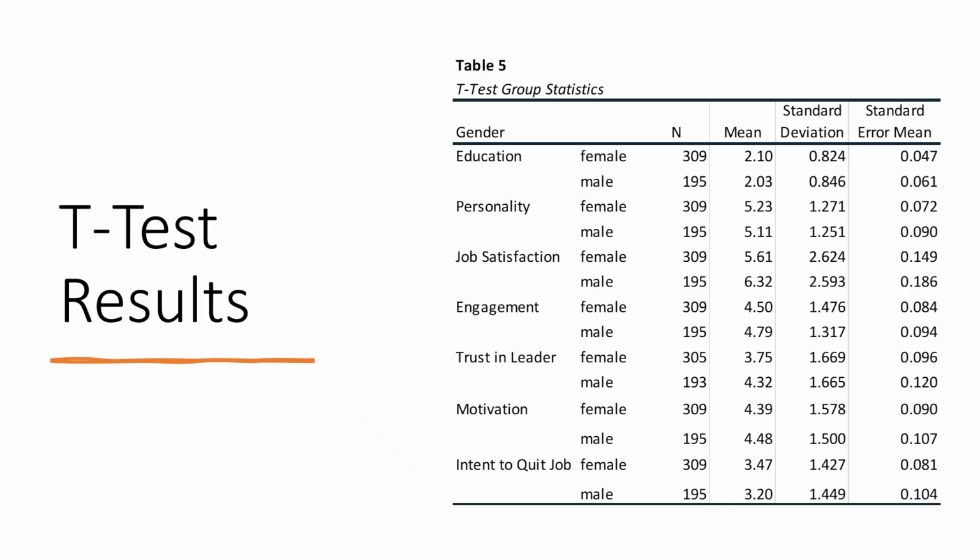Table 5 shows that the independent t-test illuminates that women probably have statistically higher education, personality, and intent to quit job than males, while males have statistically higher averages for job satisfaction, engagement, trust in leader, and motivation, with means of 2.10 and 2.03, 5.23 versus 5.11, 5.61 compared to 6.32, 4.50 and 4.79, 3.75 and 4.32, 4.39 and 4.48, and 4.37 and 3.20 respectively.